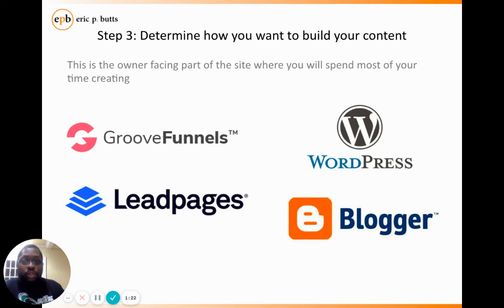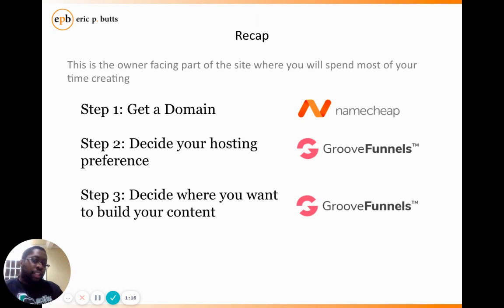So those are the 3 steps to start your website right now in 2021. So let's do a quick recap. Get a domain. I'm saying use Namecheap. Step 2, decide your hosting preference. I am going the GrooveFunnels route these days with the commercial aspect of what I'm trying to do outside of the blog. And then number 3 is deciding where you want to build your content. And again, GrooveFunnels is built as a page builder. And so that is the option that I've chosen.